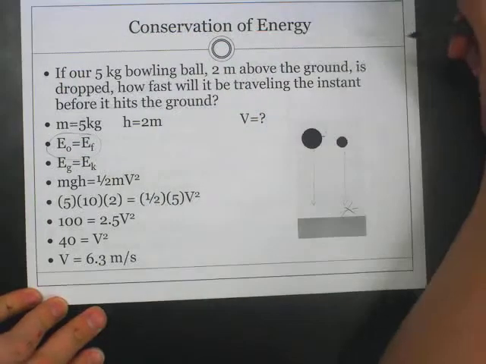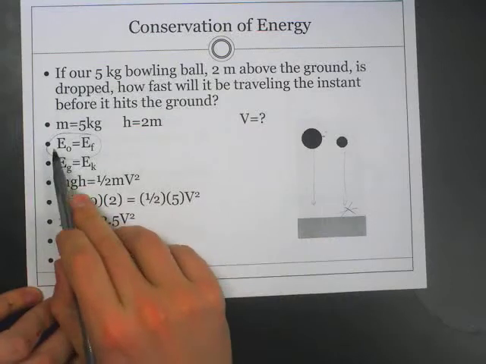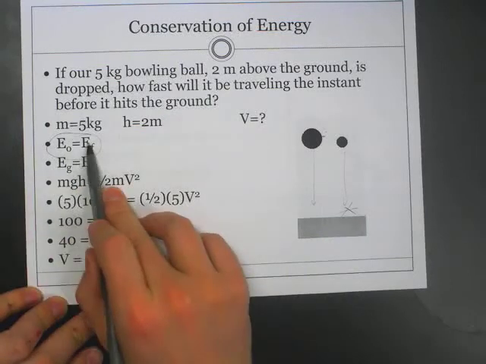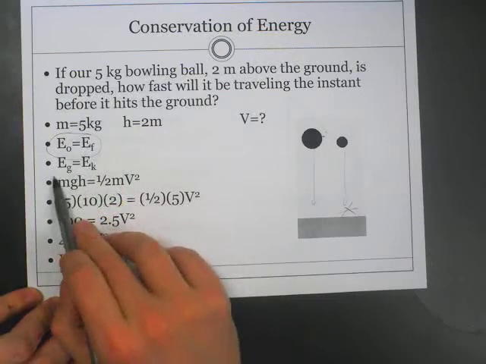Okay, so again, start out with E naught equals E F. Then I ask, what is the energy at the beginning of the story? Is it high? Yes. Is it fast? No. Is it springy? No. At the end of the story, is it high? No. Is it fast? Yes. Is it springy? No. So it's EG equals EK.